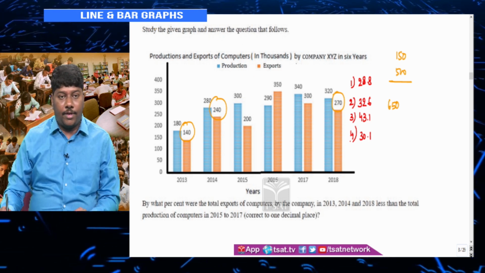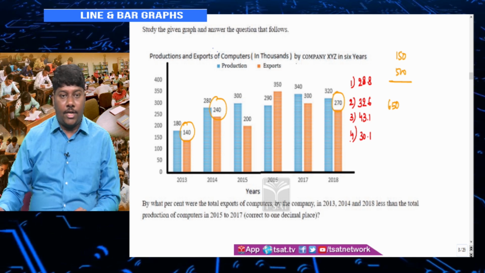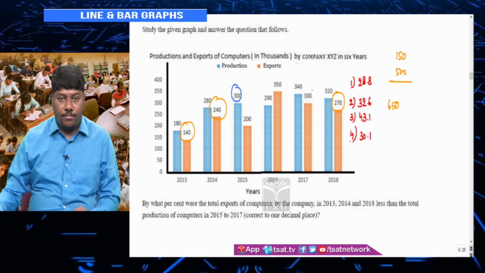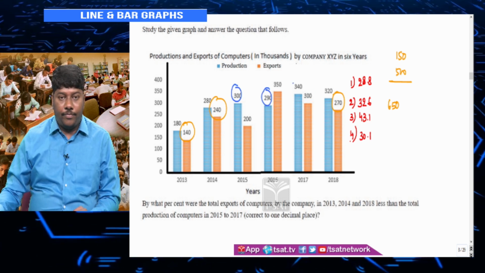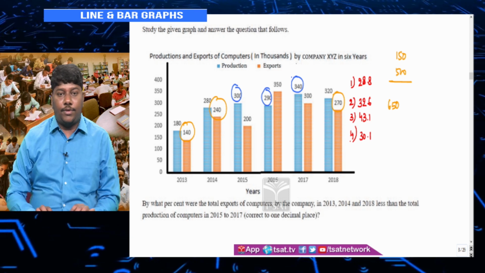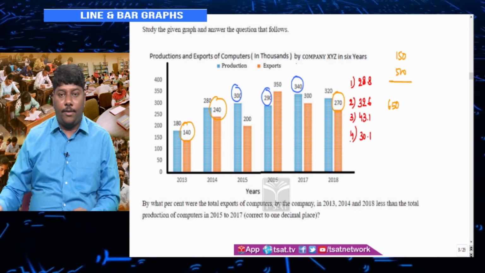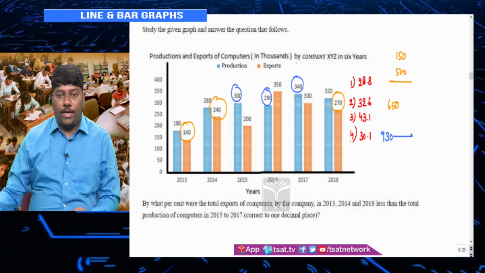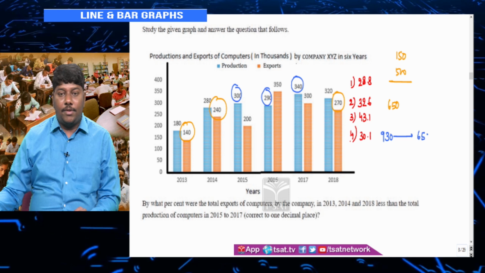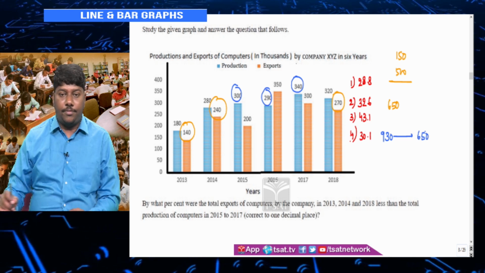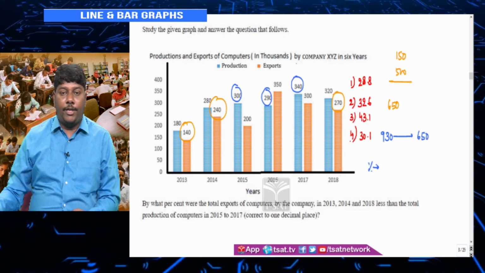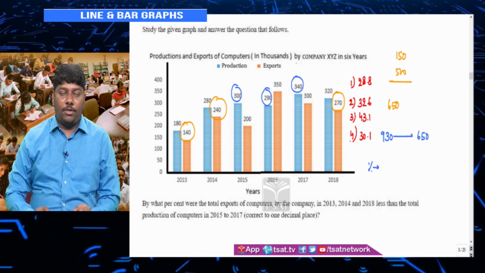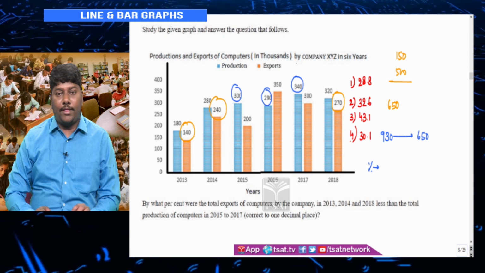So, total production from 2015 to 2017, production is a blue color: 300, 290, 340. 340 plus 290 is 630 plus 300 is 930. So when you compare to 930, this 650 is how much less, or what percent decrease? Percentage less or percentage decrease, both of them are same. When you want to find out percentage more, first keep the lower value, then the higher value. When you want to find out the percentage less, first keep the higher value, then the lower value.